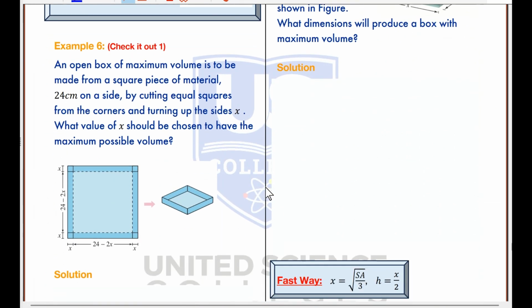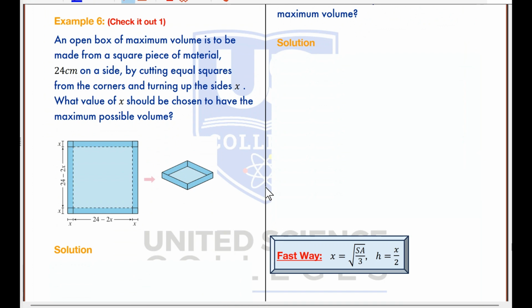I'm not done. I have another type of question, an open box question. Check it out. An open box of maximum volume is to be made from a square piece of material. An open box of maximum volume. So what is the volume of the box? This is the first thing to know.